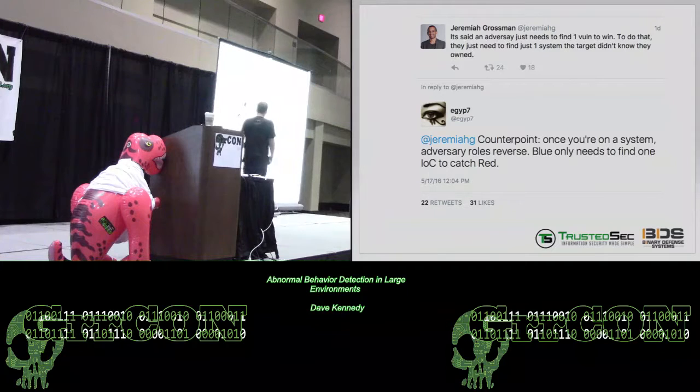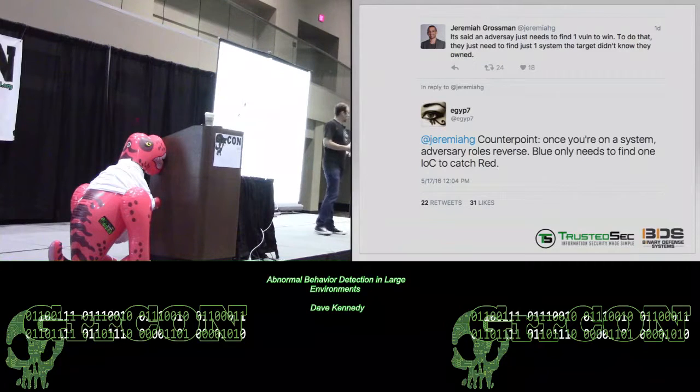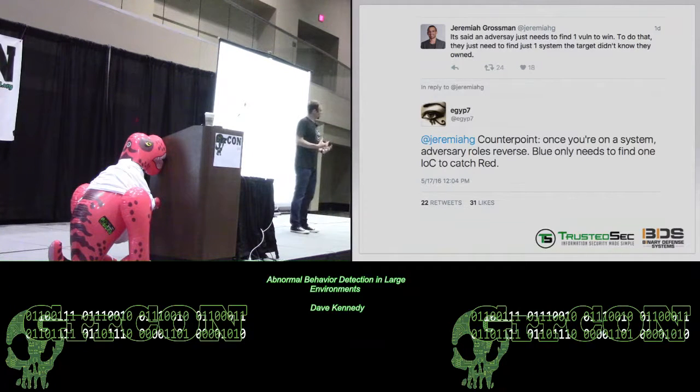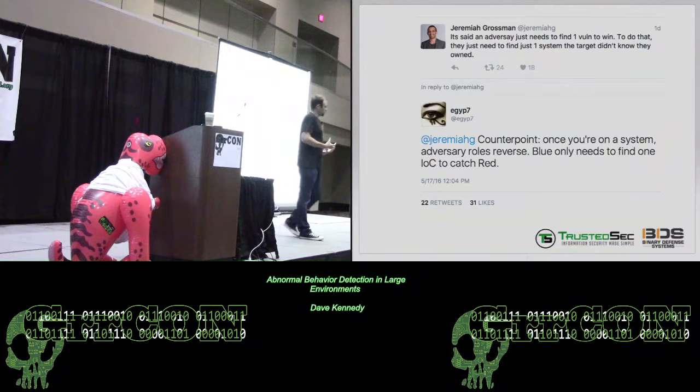And Egypt had a good point, and I completely agree with this. And this is where we need to be on the blue team, which is the counterpoint. Once you're on a system, the adversary role flips. Blue only needs to find one indicator of compromise to catch the red, to know that something was wrong. And so as defenders, we need to look at that and say, well, can we put pieces of technology or detection capabilities or ways of getting ideas into what abnormal behavior looks like to start to detect these things?